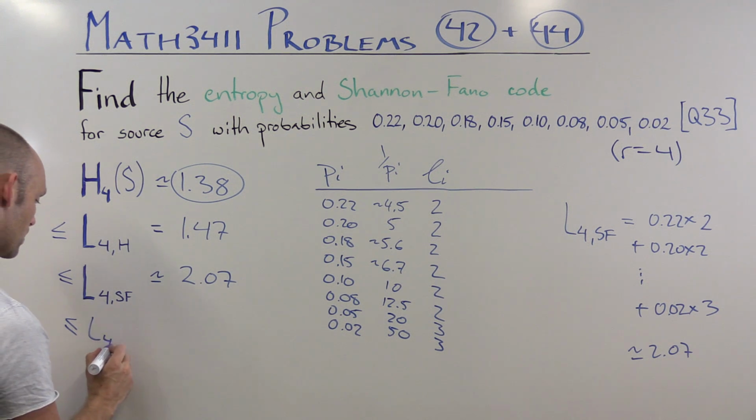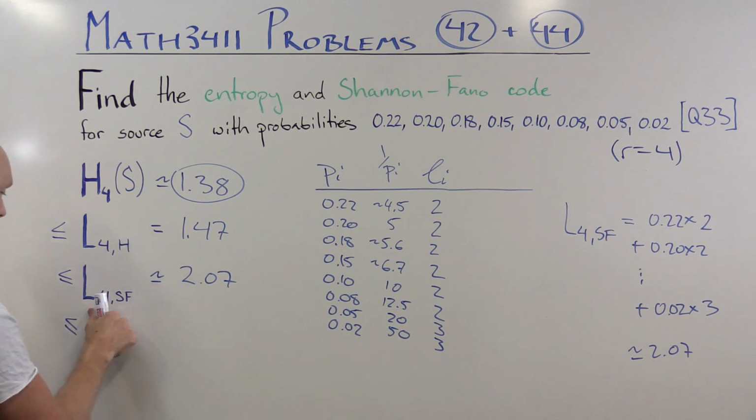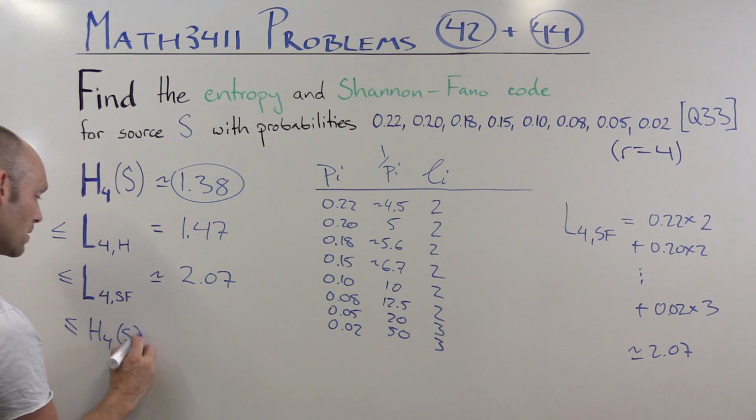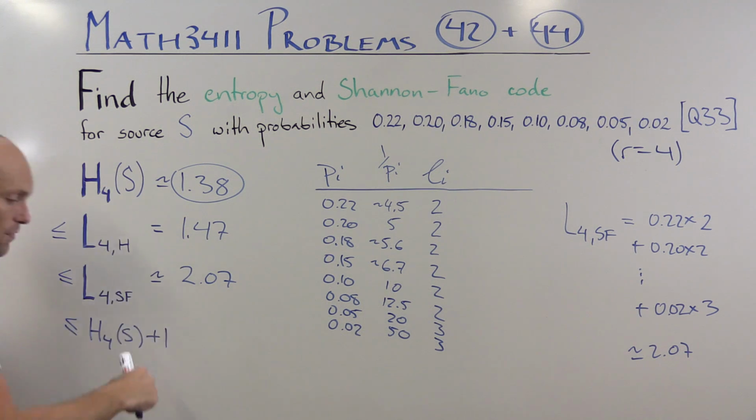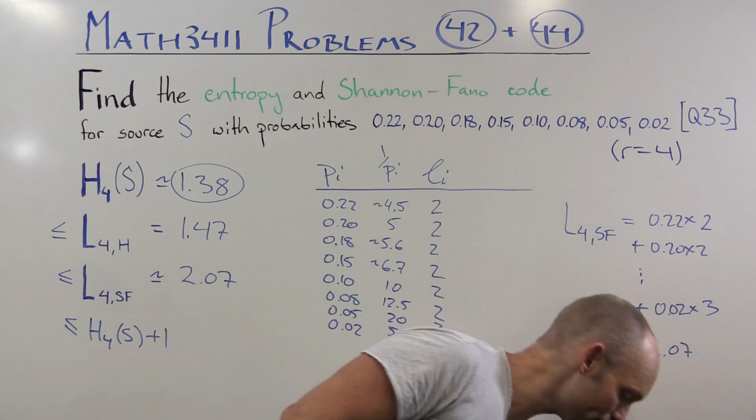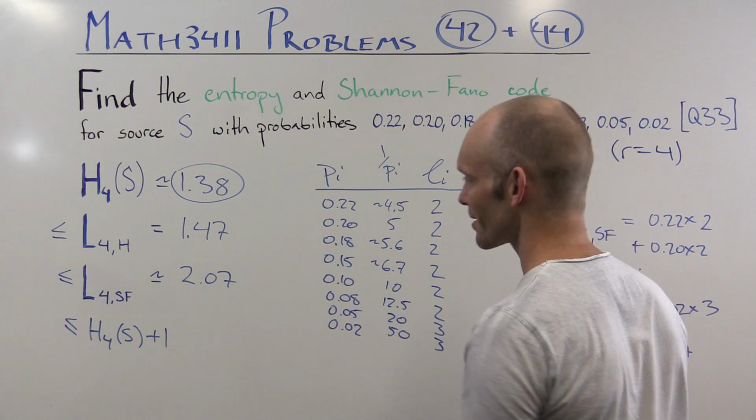Sorry, this should be an H. We're talking about the entropy now, plus 1. So we have all of the inequalities from the theorem intact. They do hold.